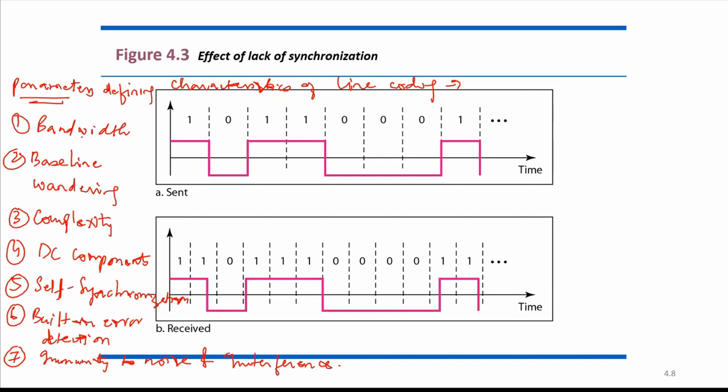Bandwidth, you already know what the bandwidth is. It is the range of frequencies, basically defining for what range of frequencies this is perfectly defined.